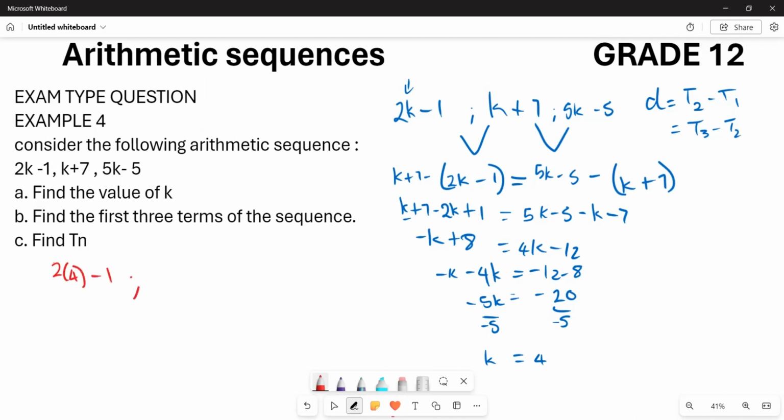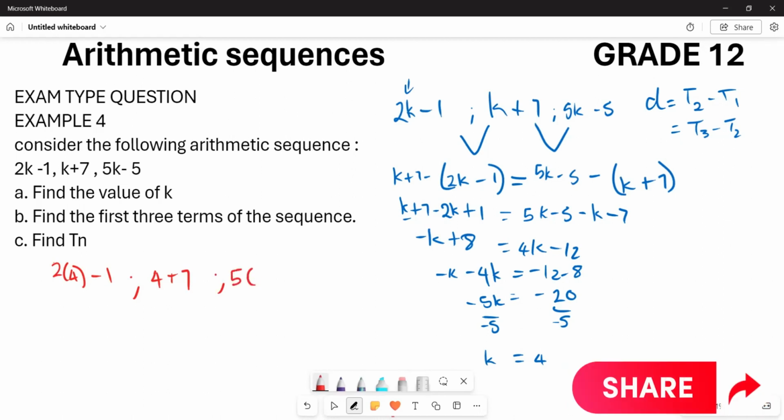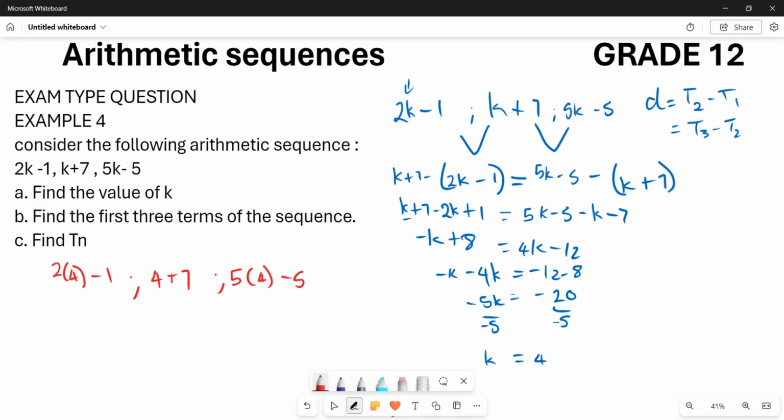This is going to be the first term. Remember, we were given the first term, right? And then the second term is given by k plus 7. Where there is k, you are going to write 4. So this is going to be 4 plus 7. And the third one is going to be given by 5 open bracket, your 4, close bracket, subtract 5.